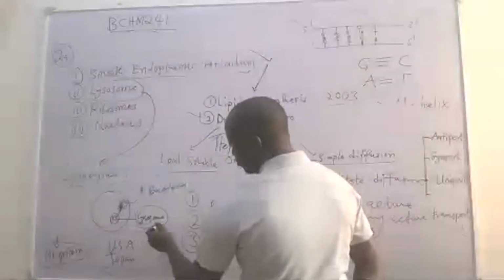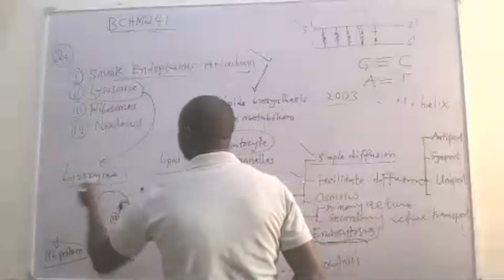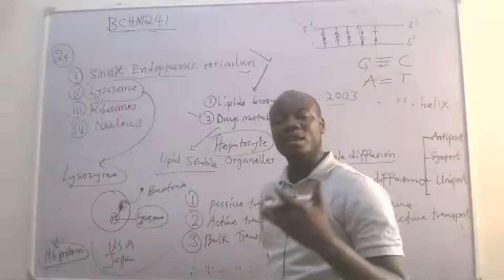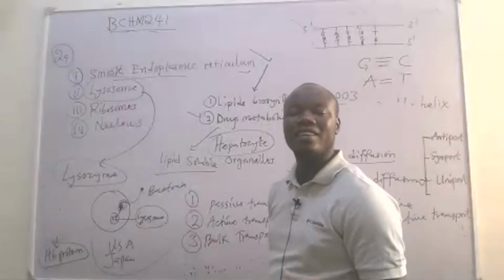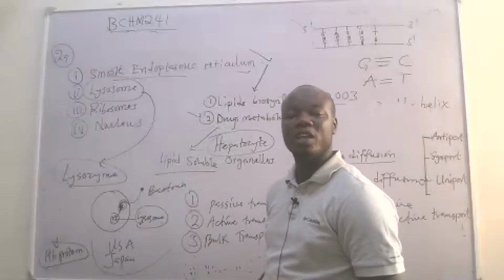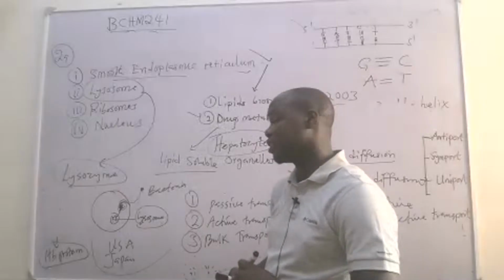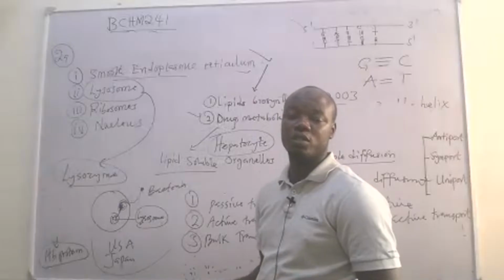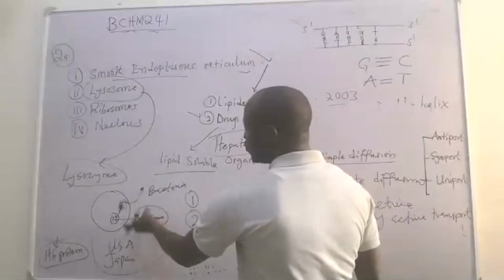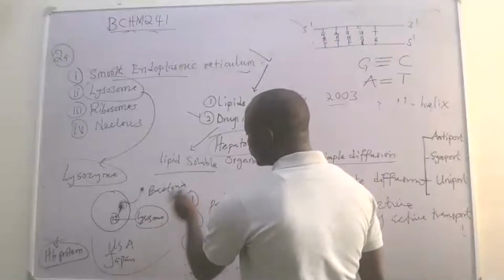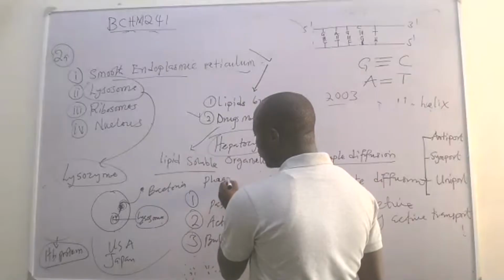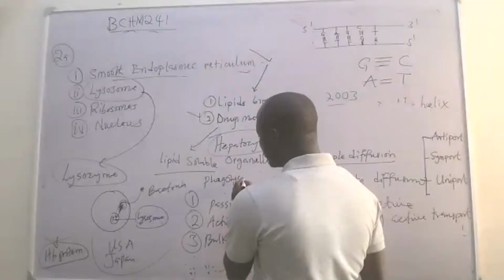And then the lysosome, of course, if you remember from our last class, physiology and biochemistry are actually related, especially in some areas. So if you have good knowledge of biochemistry, you will definitely have good knowledge of physiology. What happens, ladies and gentlemen, is that the phagocyte will fuse itself with the lysosome to form what you call a phagolysosome.